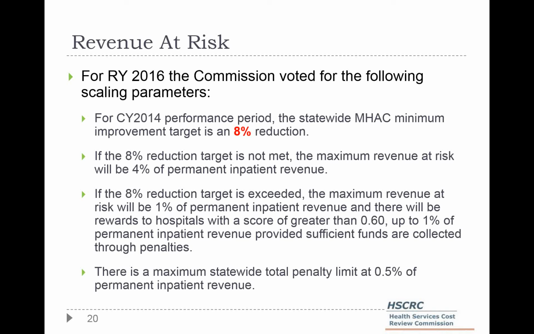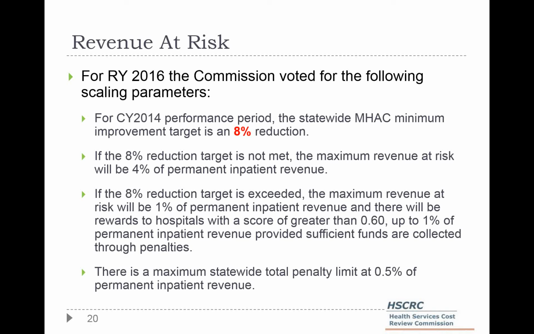If this 8% reduction target is not met, the maximum revenue at risk will be 4% of permanent inpatient revenue. If the 8% reduction target is exceeded, the maximum revenue at risk will be 1% of permanent inpatient revenue, and there will be rewards to hospitals with a score of greater than 0.6 up to 1% of permanent inpatient revenue, provided sufficient funds are collected through penalties. There is also a maximum statewide total penalty limit of 0.5% of permanent inpatient revenue.